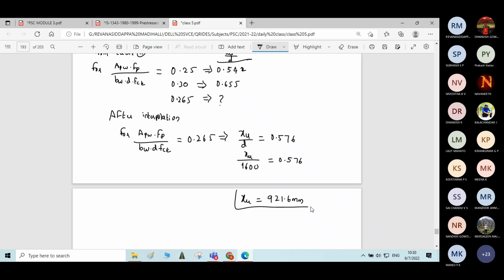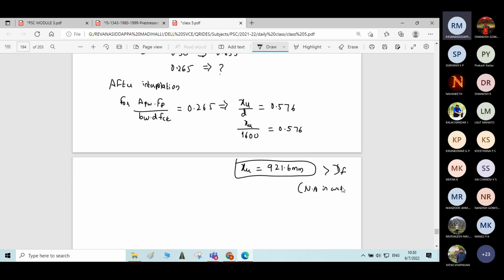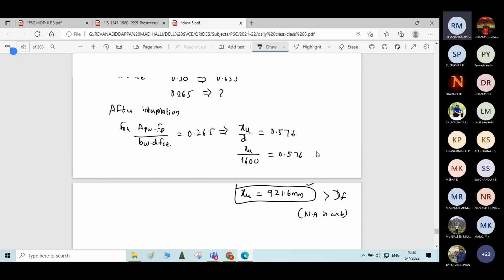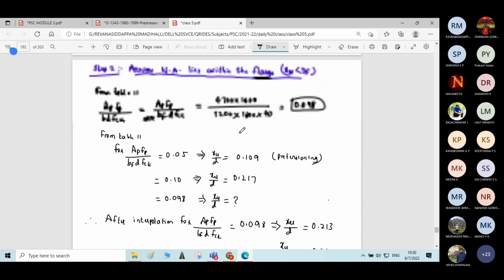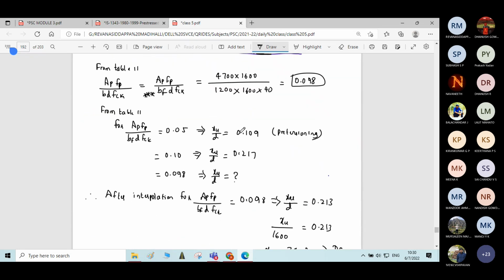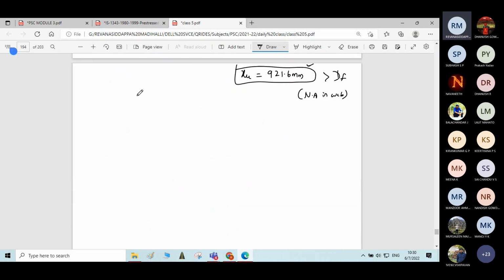Okay. Now you can see that 921 is more than the depth of flange, which means the neutral axis lies in the web only. Now you got the value of XU, you got the value of FPU. Substitute in this equation. We call this equation number 1.